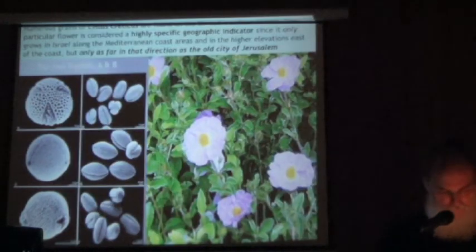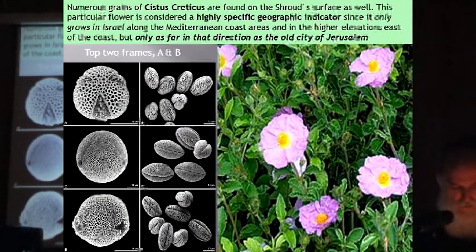Cistus creticus, there are numerous grains of this found on the shroud. This is a highly specific geographical indicator, and it only grows in Israel along the Mediterranean coast and in higher elevations east of the coast, but only as far as the old city of Jerusalem. So we have the month, the place, and now, can you believe it?